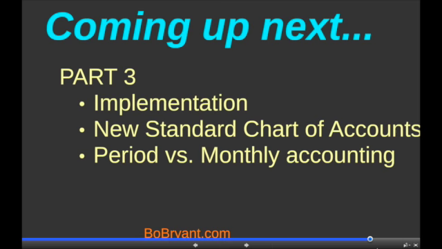Coming up next in part 3, we are going to go to implementation. Now, I see this new standard chart of accounts, this new P&L. How in the heck do I change what I'm doing? How do I implement this? And next, the new standard chart of accounts. How do we code our financials? How do we account for our invoice general ledger codes and what goes where? And last, in part 3, we're going to talk about the advantages of period versus monthly accounting.